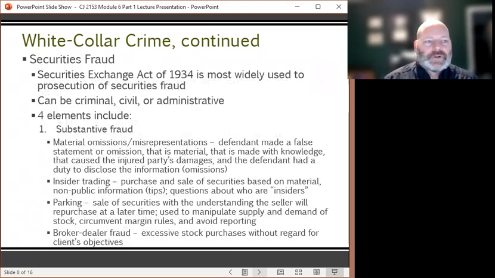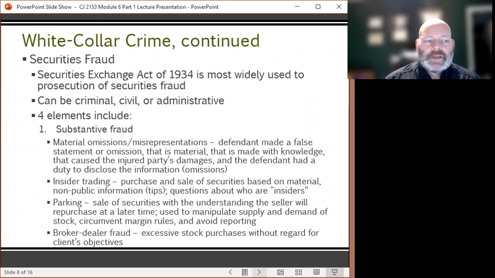Securities fraud is another white collar crime. The Securities Exchange Act of 1934 at the federal level is the most widely used statute in the prosecution of securities fraud. Securities fraud can have a criminal penalty, civil responsibility, or even administrative responsibility. There are four elements to securities fraud.